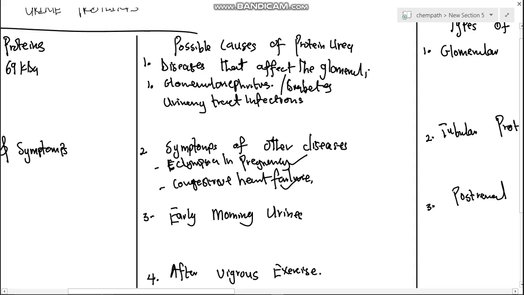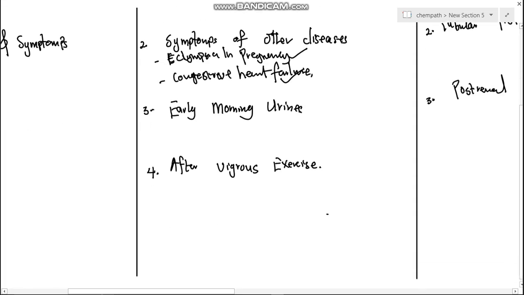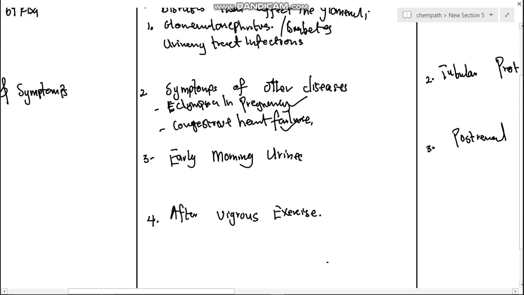Now when we come to physical ways or other external factors that can affect protein in urine, there are early morning urines. It is known that early morning urine contains a lot of protein, so when you want to measure urine protein, it's not advisable to take early morning urine. Then also after vigorous exercise, there is a significant amount of protein in the urine, and this too can falsify results, especially when you want to find proteins in urine.